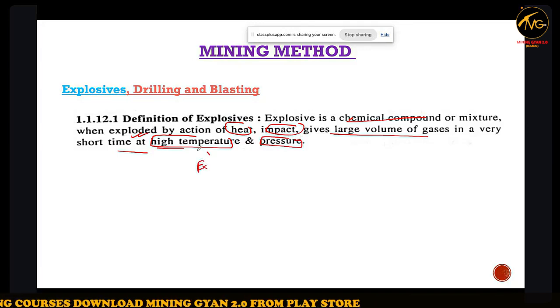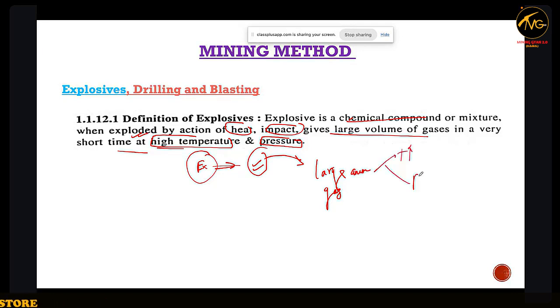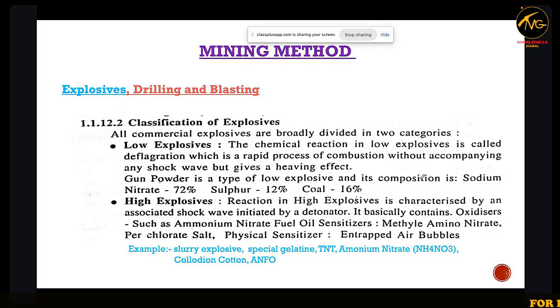एक्सप्लोजिव मतलब सिंपल है यार कि जब आप कोई हीट इम्पैक्ट देते हो तो लार्ज अमाउंट में आपके गैसेस निकलती है जिसका टेम्परेचर हाई होता है, प्रेशर हाई होता है, उसको हम एक्सप्लोजिव बोल रहे हैं. क्लासिफिकेशन ऑफ एक्सप्लोजिव. क्लासिफिकेशन एक्सप्लोजिव इज बेसिकली 2 टाइप्स, low explosive and high explosive.